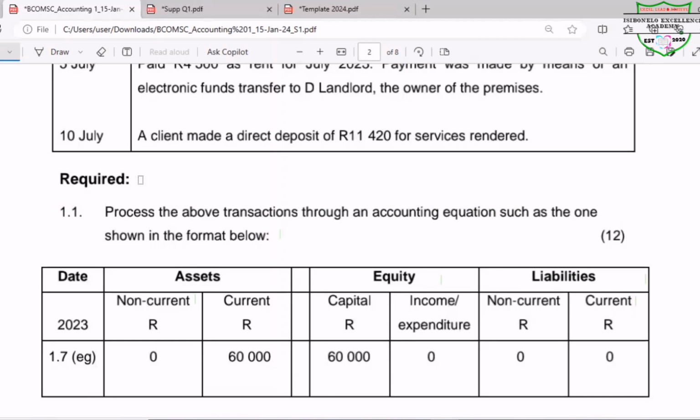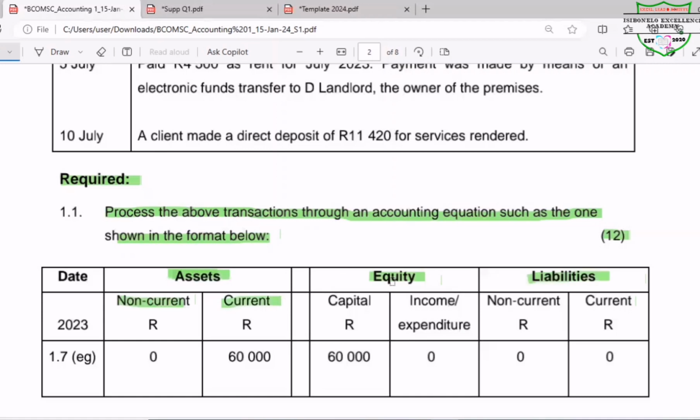Here we are required to process the above transactions through an accounting equation such as the one shown in the format below. Guys, they want us to do the accounting equation. This is for 12 marks, and we are given the format to follow. In this format, we know the accounting equation formula: assets equals equity plus liabilities. Under the asset section, we're going to indicate whether the asset is non-current or current.